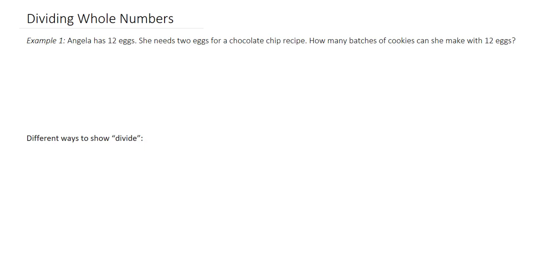Dividing whole numbers. Angela has 12 eggs. She needs 2 eggs for a chocolate chip recipe. How many batches of cookies can she make with 12 eggs? So the first thing we're going to do is just draw 12 eggs.